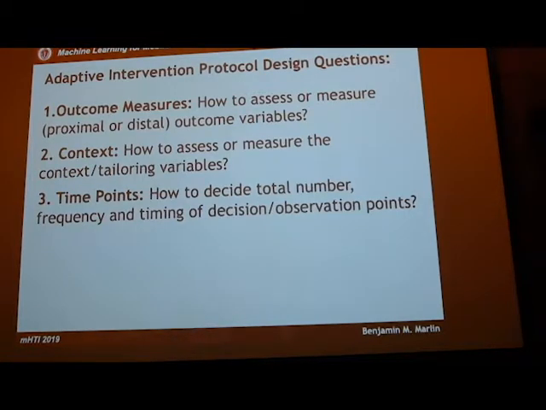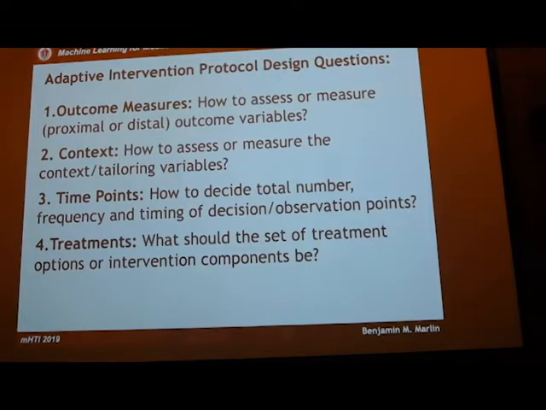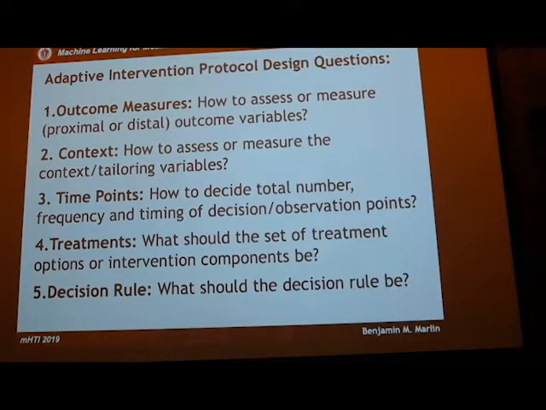How do we decide how many times we're going to think about intervening, either within a day or a month or a year, depending on what the time scale of the intervention is? So what's the frequency and what's the location of those points in time? There's the treatment options, like I mentioned. What should the set of treatment options or intervention components be that we're considering? And then there's the decision rule, right? So how should we go about deciding what to offer in what context? So it's 5 questions that you need to answer.